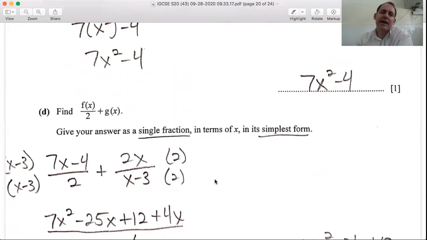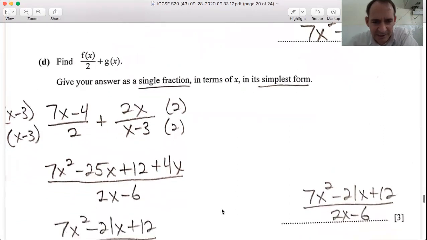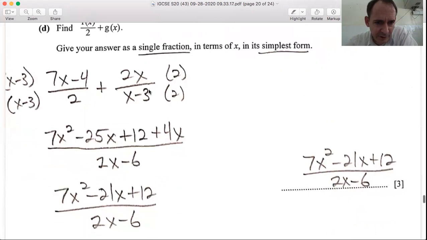Letter D, find f of x over 2 plus g of x. Give your answer as a single fraction in simplest form. So f of x over 2 is our 7x minus 4 over 2, plus g of x, which is 2x over x minus 3. We want it as a single fraction, so we want a common denominator. This fraction on the left needs multiplied top and bottom by x minus 3. This fraction on the right needs multiplied top and bottom by 2. Therefore, you get a common denominator of 2 times x minus 3.